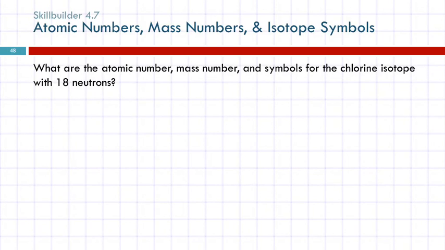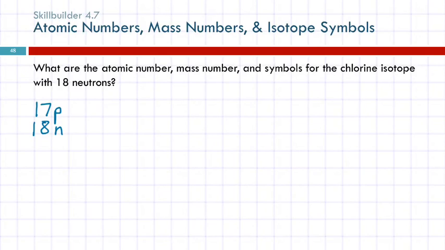So what are the atomic number, the mass number, and the various symbols that would indicate the chlorine isotope that has 18 neutrons? Well, first we need to know, how many protons does chlorine have? 17. So it has 17 protons, and this is telling us that this particular isotope has 18 neutrons. No way to get that off the periodic table.